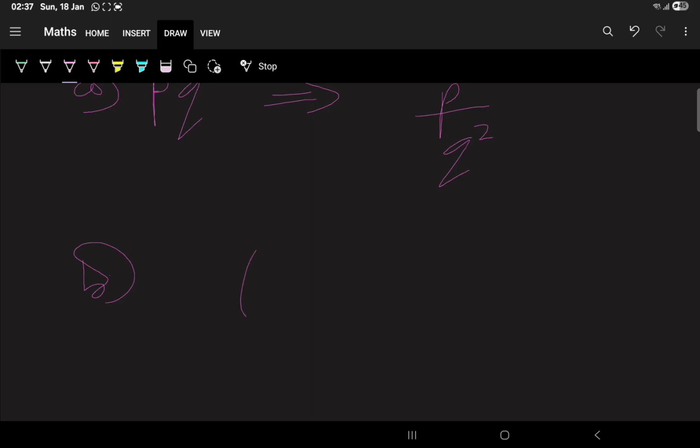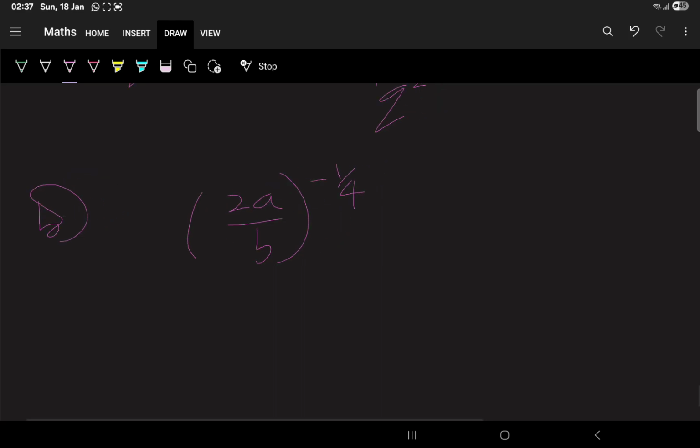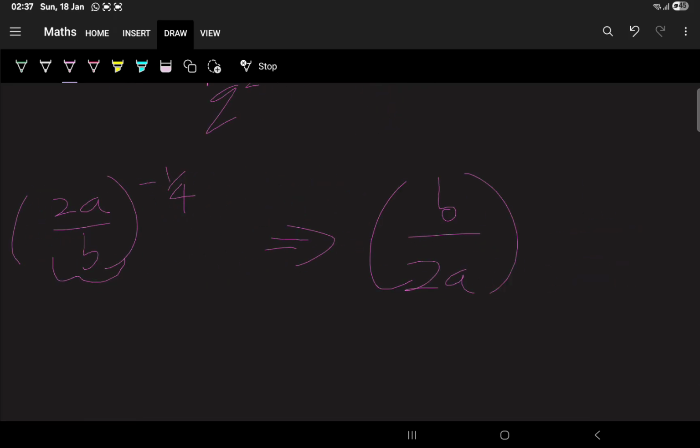B, 2A over B raised to the power of negative 1 over 4. Now the goal is to make the index positive. The whole of this 2A over B is a base and negative 1 over 4 is an index. Now remember from our negative index rule, this is going to simplify to B over 2A raised to the power of 1 over 4.